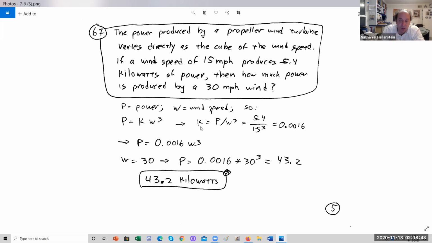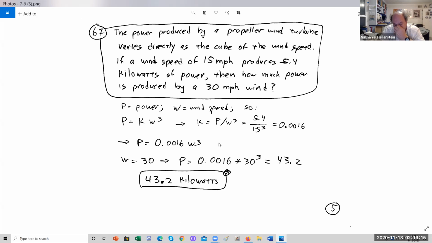Okay, well, here we go. Because P equals KW cubed, then K equals P over W cubed. I'm plugging in 5.4 kilowatts for P and 15 cubed for wind speed cubed. You get 0.0016. So power equals 0.0016 W cubed. When W equals 30, and you plug it in, 0.0016 times 30 cubed comes out to 43.2. So the answer is 43.2 kilowatts.